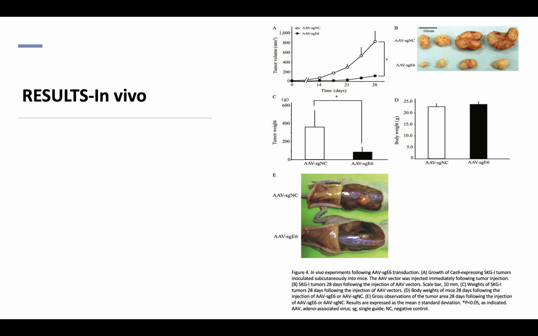Figure B is more towards the experimental endpoint of 42 days after the injection, and the tumors in the vector SGE6 group were significantly smaller than those in the vector SGNC group, as you can clearly see the difference in size between the two. In figures C and D, you have the tumor weight, and the tumor weight of the negative control is way heavier than the vector E6. As you can see in the picture, the negative control did not stop tumor cell growth.